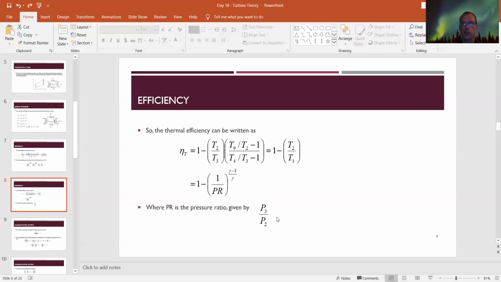So this represents the pressure increase from my compressor. So if I have a 4 to 1 or 5 to 1 compressor like we talked about before, that'll just be 4 or 5, whatever it is. So that basically gives me thermal efficiency just in terms of what compressor I'm using.